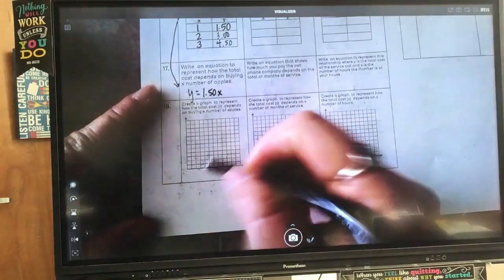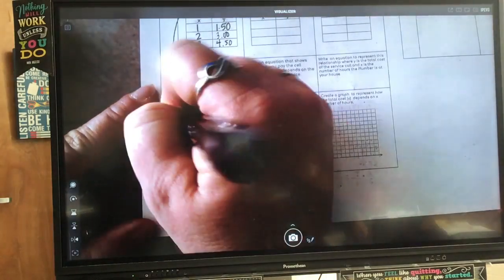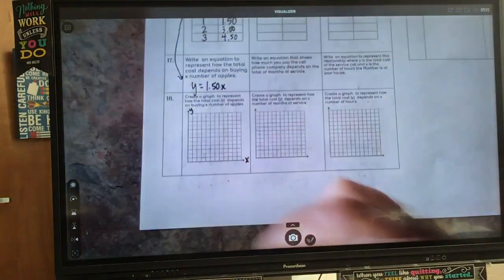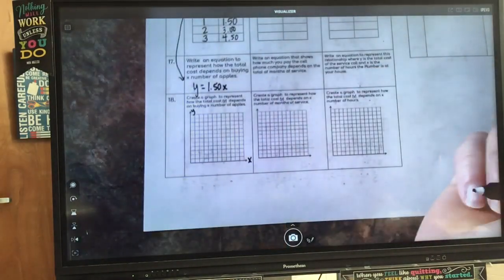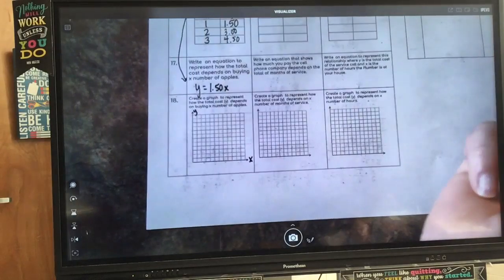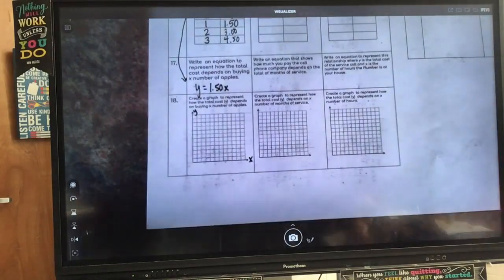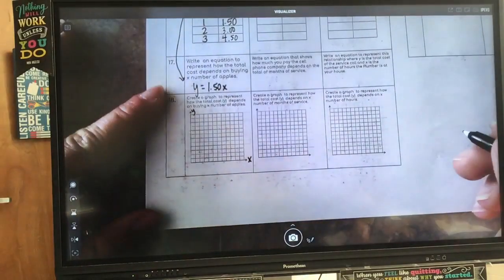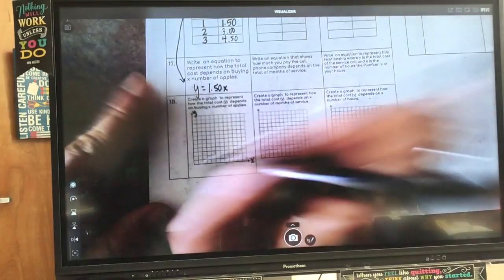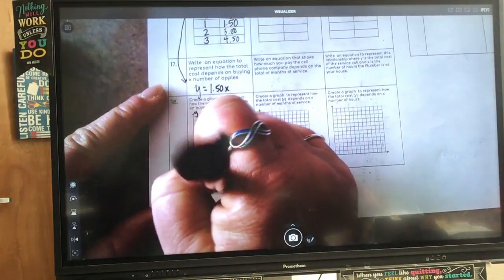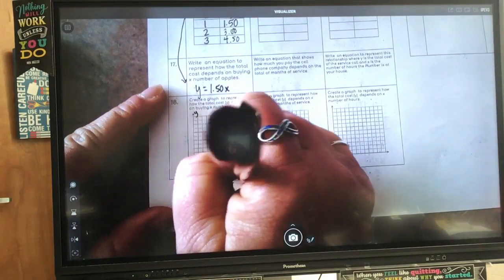So, this is my x, this is my y. What's the name of my x? It's the independent, so is it the apples or is it the cost? Yes, so number of apples, or if you just wanted to put apples, that's fine.